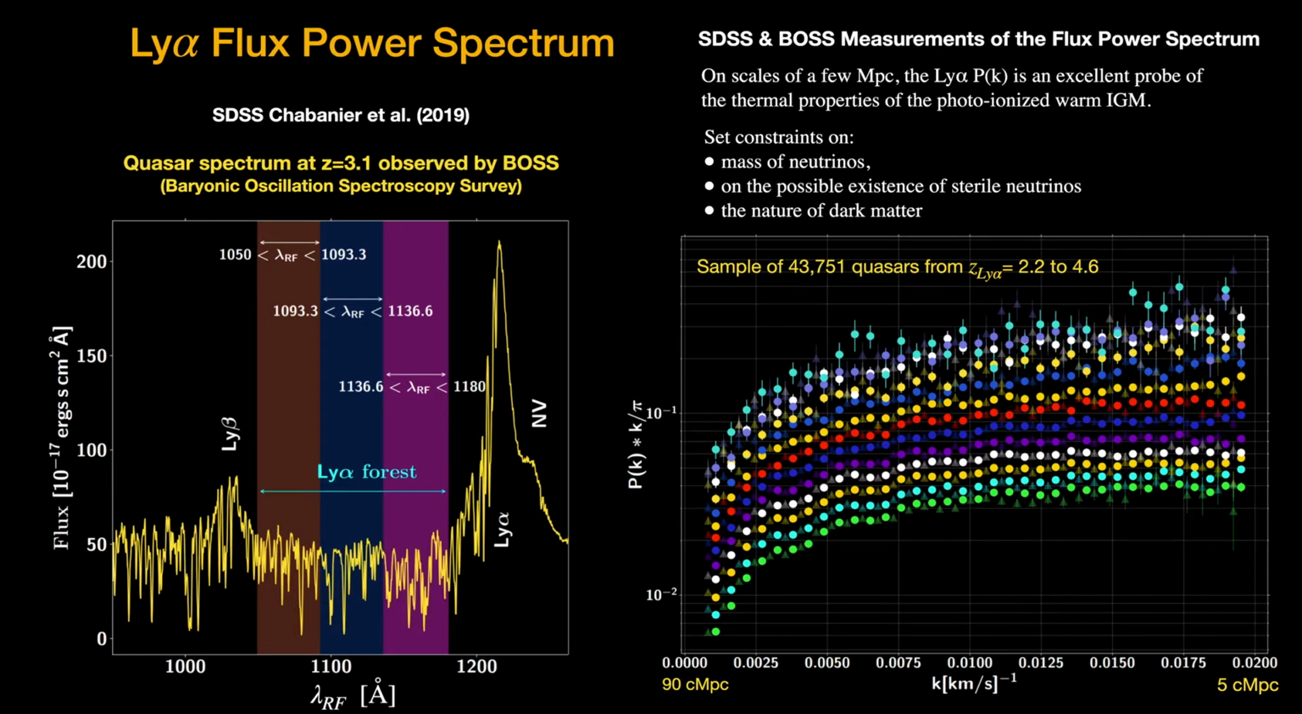The physical scales probed by this measurement are about 90 comoving megaparsecs on the left to about 5 comoving megaparsecs on the right. And this is great because on scales of a few megaparsecs, the power spectrum of the forest is an excellent probe for the thermal properties of the gas in the IGM. And on smaller scales, the power spectrum also allows us to set constraints on relevant physics like the properties of neutrinos and the nature of dark matter.